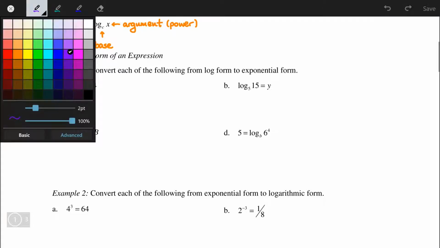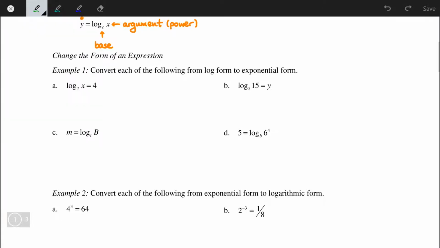So here we have log base 7 of x is equal to 4. In exponential form, this would have the base of 7 raised to the 4th power, the exponent, and that will be equal to the argument, and that is the power x. Similarly then, on the right-hand side, we will have 5, the base, to the y power, the exponent, and that will be equal to the argument of 15.